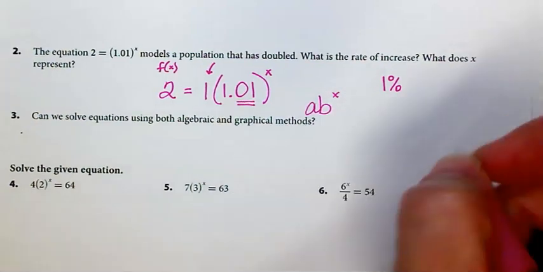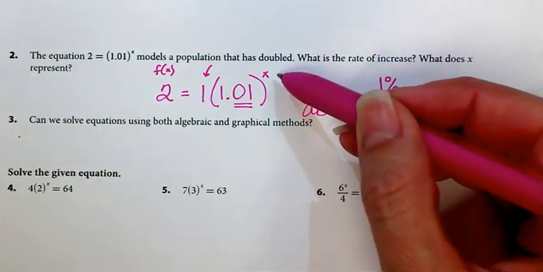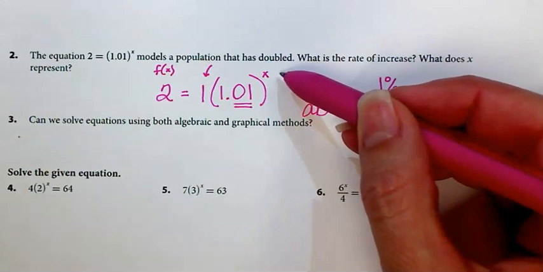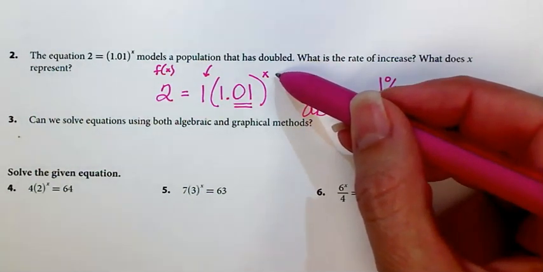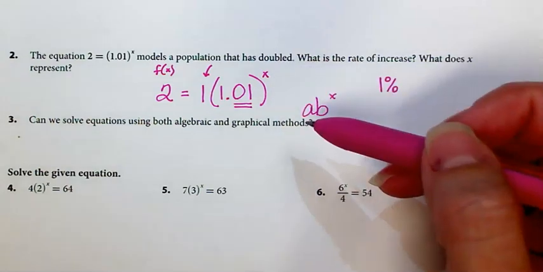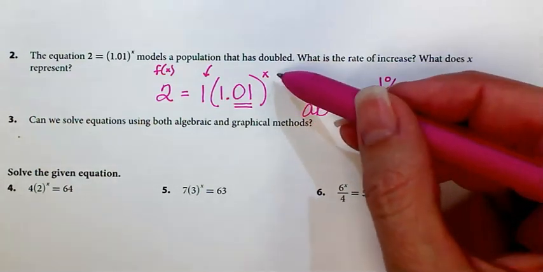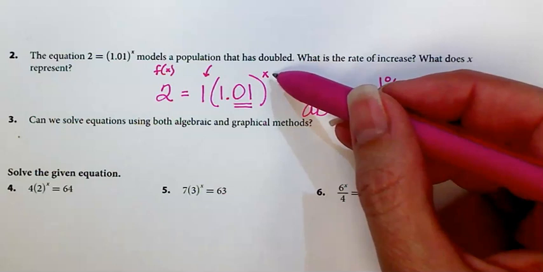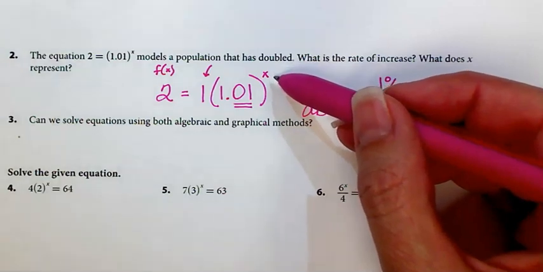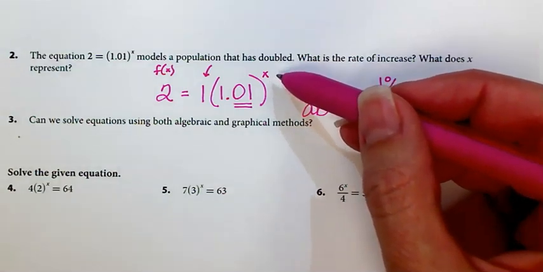Okay, what does x represent? It just represents the number of time units. If we were looking at the population in terms of the number of years that go by, then x would be years. If it was a population that doubled in a certain number of months, well, then x would represent months or whatever. It's just the unit of time, okay?